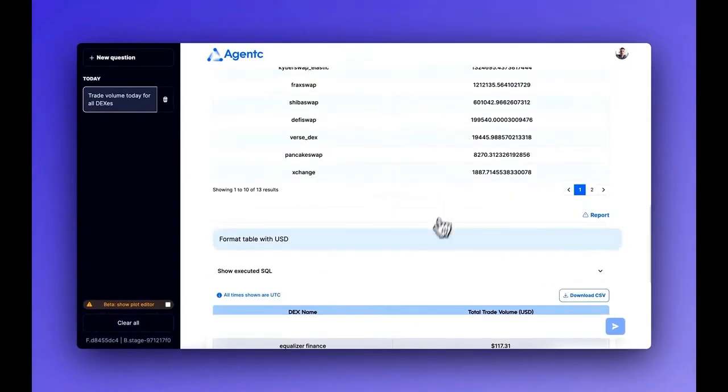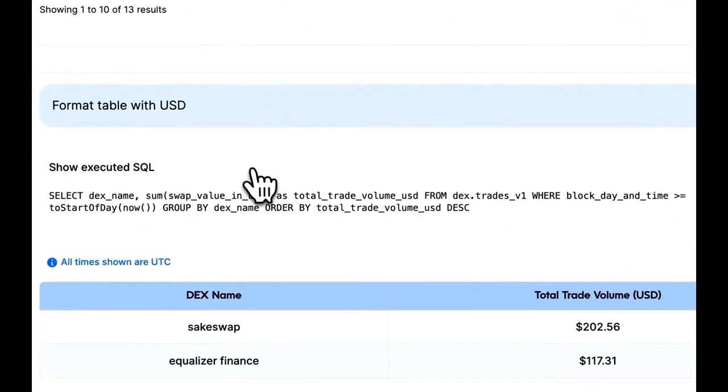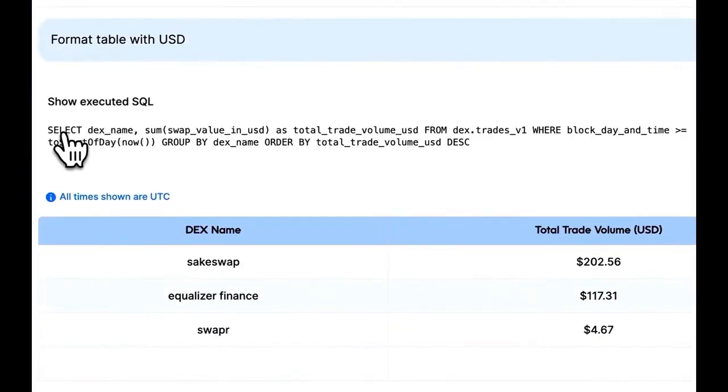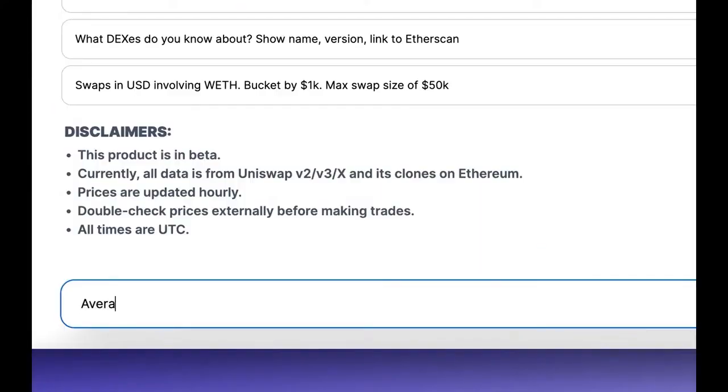You can download this data, and you can also see the SQL that was generated. So if you have a data scientist, you can then audit the SQL. In the future, you'll be able to edit the SQL.